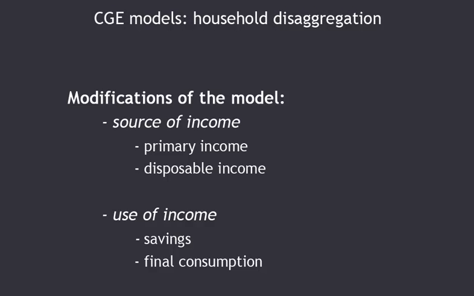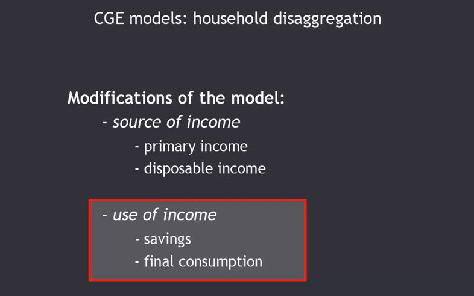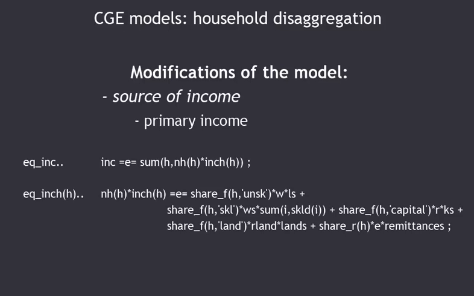Let us now present the changes in the modeling. These changes concern the origin of income, with the primary income equation and the disposable income equation. They also concern the use of income, with the savings and final consumption equations. For primary income, we have two equations.